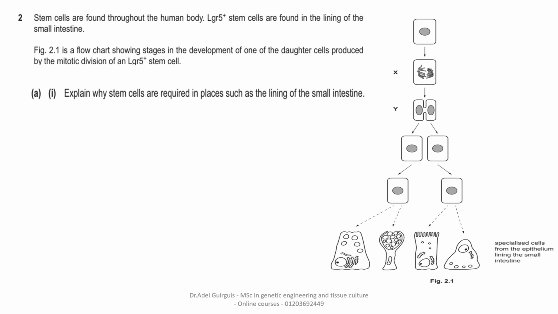question number 2. Stem cells are found throughout the human body. LGR5+ stem cells are found in the lining of the small intestine. Figure 2.1 is a flow chart showing stages in the development of one of the daughter cells produced by mitotic division of an LGR5+ stem cell. Explain why stem cells are required in places such as the lining of the small intestine.